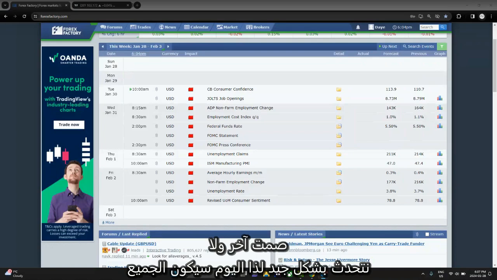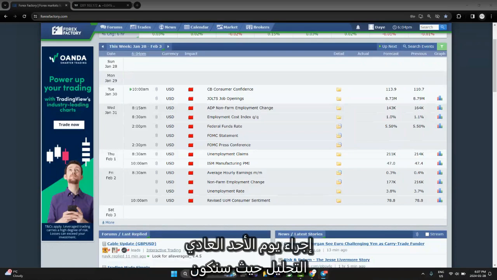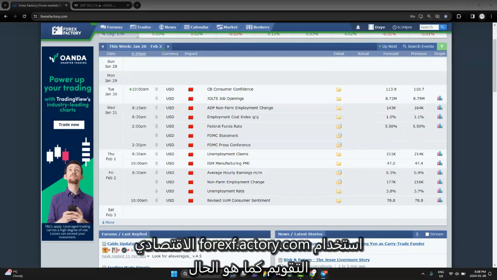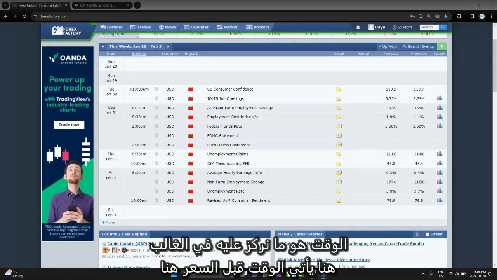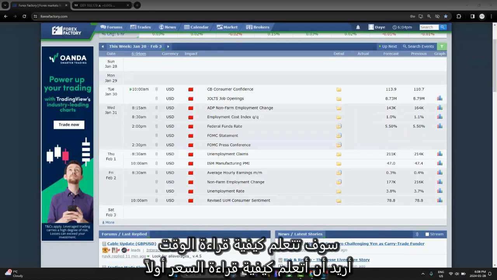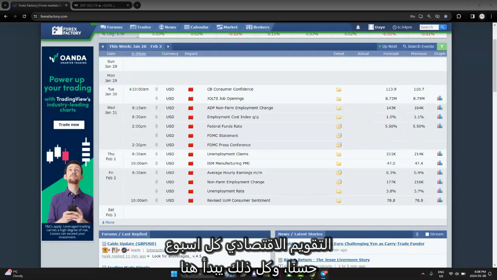Okay, so today everyone will be conducting our normal Sunday analysis, where we will be using the forexfactory.com economic calendar as a roadmap to give us information in regards to time, which is what we mostly focus on here. Time comes before price here, right? If you're in this mentorship and you want to learn how to read price, first you got to learn how to read time, right? And all of that starts right here, the economic calendar, every week.